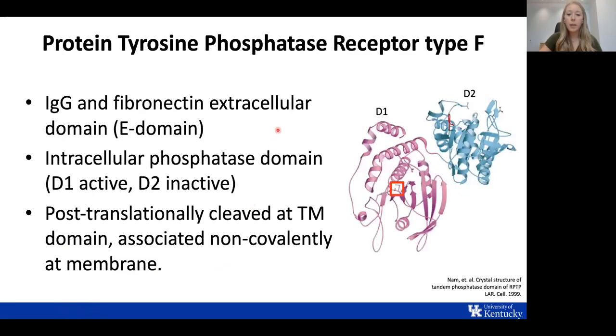So looking at PTPRF, again, the extracellular domain is characterized by those IgG and fibronectin domains. The intracellular phosphatase domain shown here in the crystal structure has the D1 domain active, showing the catalytic cysteine residues here, and the D2 inactive domain. PTPRF is cleaved post-translationally, and the fragments associate non-covalently at the membrane. And this step is important in the Western blots I'll be showing.